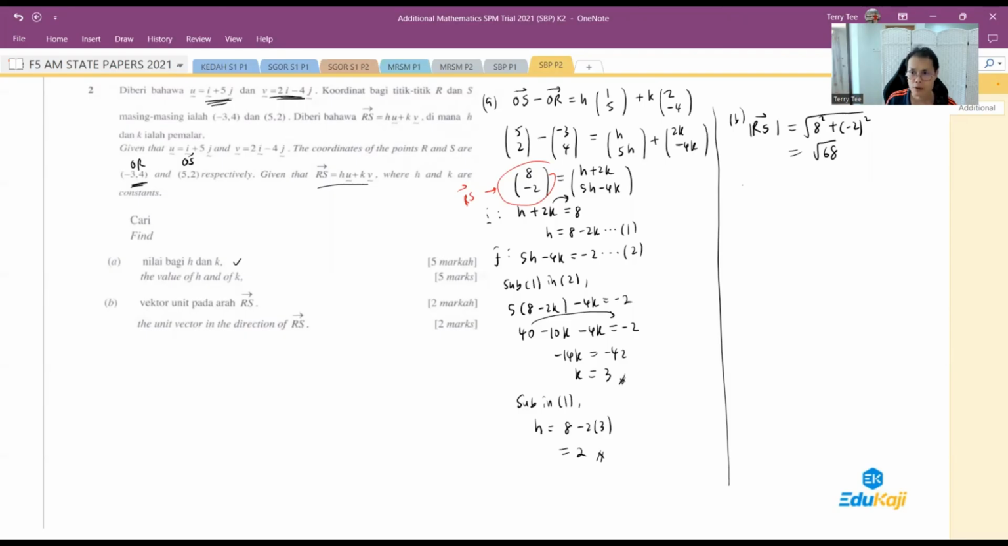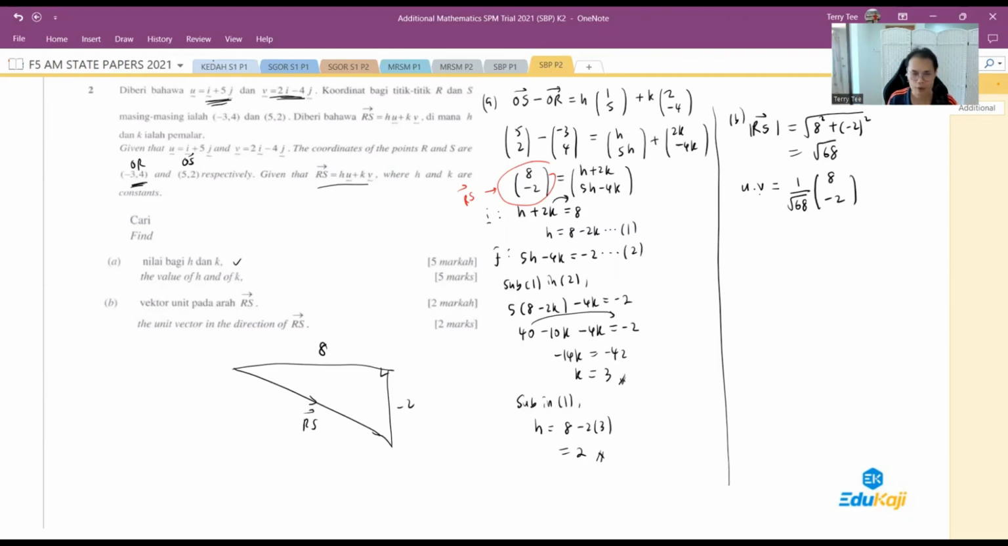So I just write here, unit vector equals... A unit vector is defined as a vector that can move in any direction with a magnitude of 1. Well, here the magnitude is square root 68. To get a magnitude of 1, I basically take this vector and divide by its magnitude. By doing so, I will get a magnitude of 1. Like, for example, this vector may go this direction. This is 8 to the right, minus 2 down. So this is a vector in the direction of RS.